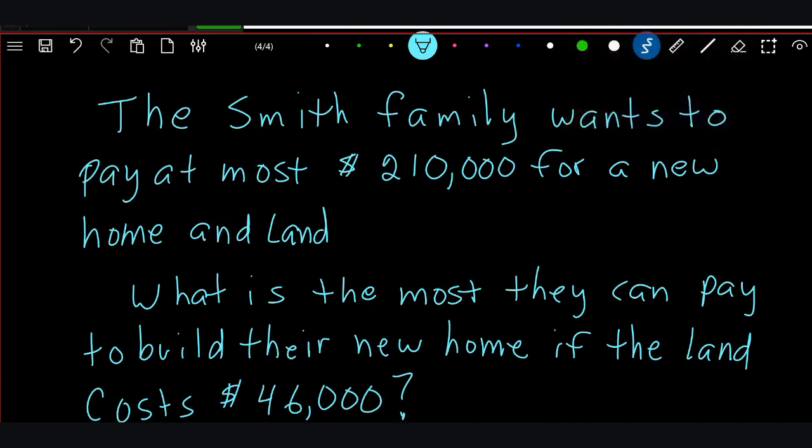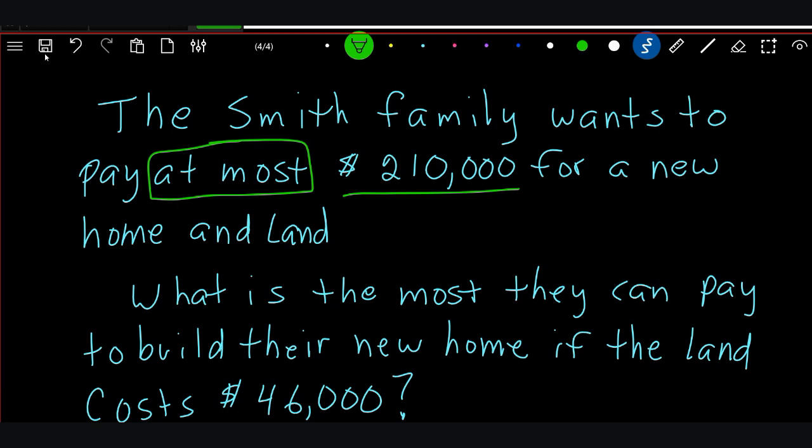All right, so if you'll look down here at the screen, the Smith family wants to pay at most, and this is the key right here. When you see something like that, at most, or no more than, or at least, that's a key word that is telling you the inequality, that it's no more than or at least this much. Those are key words right there. Here's another key: $210,000 for a new home and land.